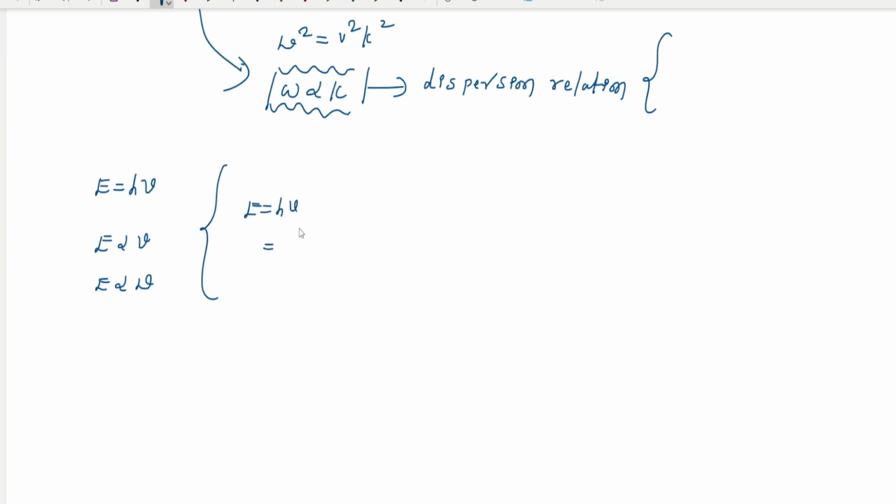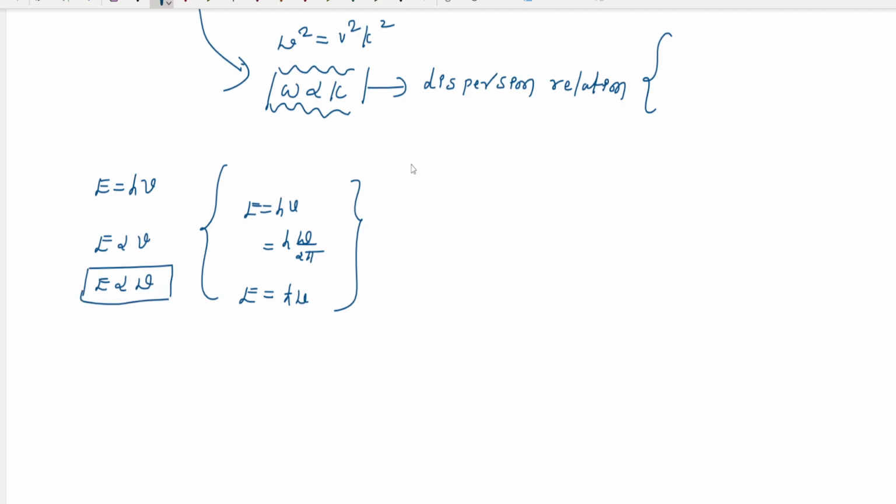This nu can be expressed in terms of the angular frequency divided by 2 pi. So h divided by 2 pi is h cross, which we already know. Therefore, E equals h cross omega. This is the relation. Okay, h cross omega.